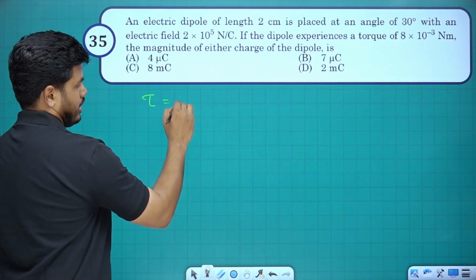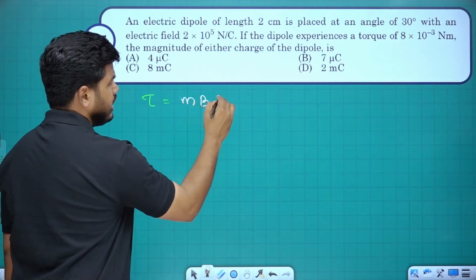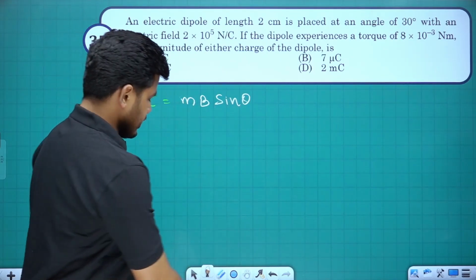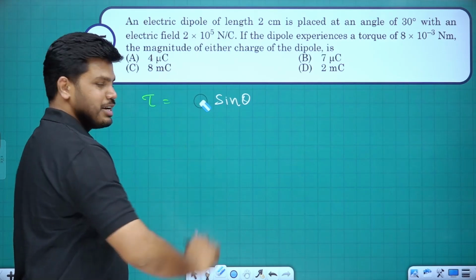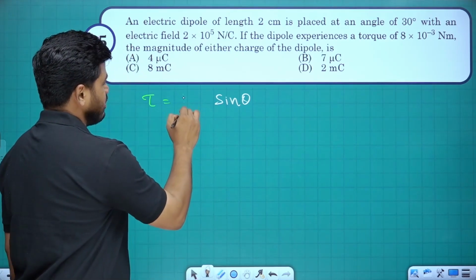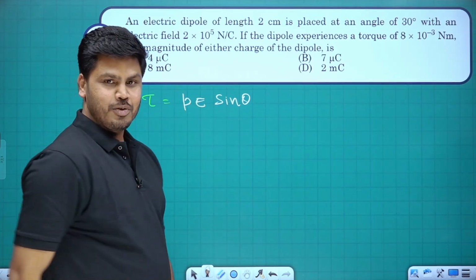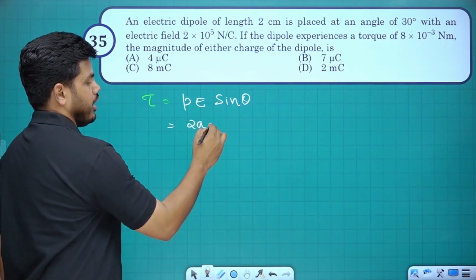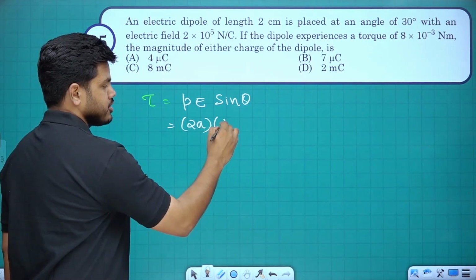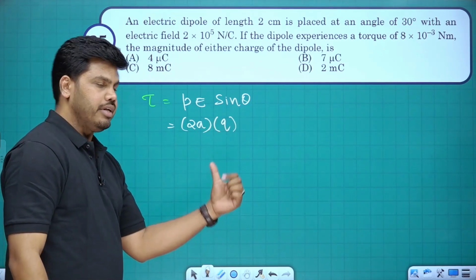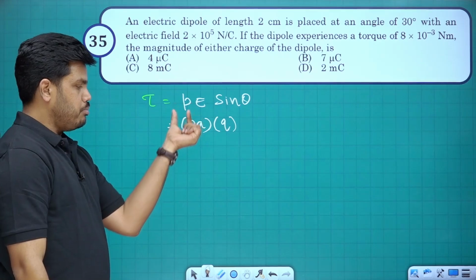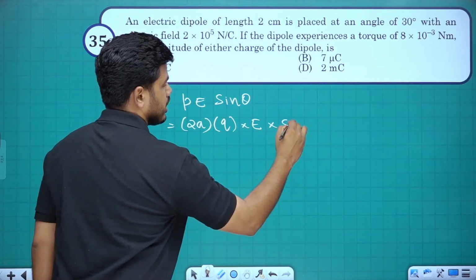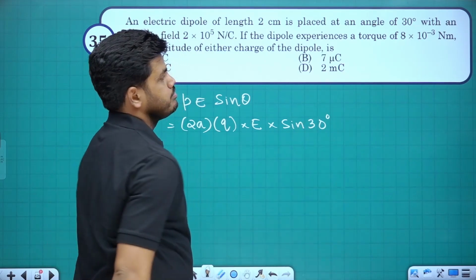Torque is going to be mB sine theta, right? Sorry, this is an electric dipole. In between, the magnetic dipole is also coming. For an electric dipole, torque is going to be P E sine theta. That is the torque acting on it, where P is the electric dipole moment. P is equal to 2a into q, where 2a is the distance and q is the magnitude of one of the charges. Into electric field E into sine of the angle, given as 30 degree.